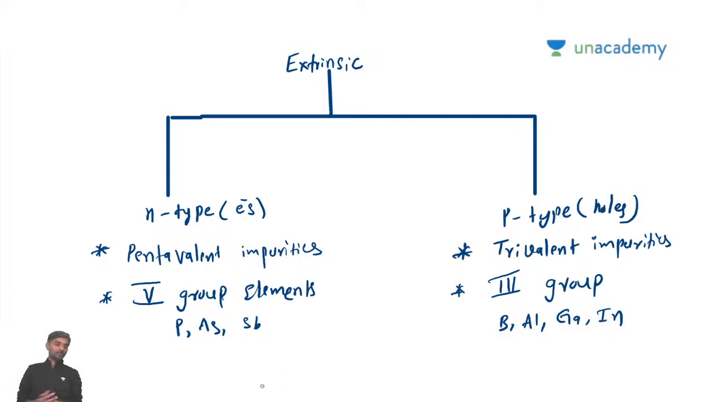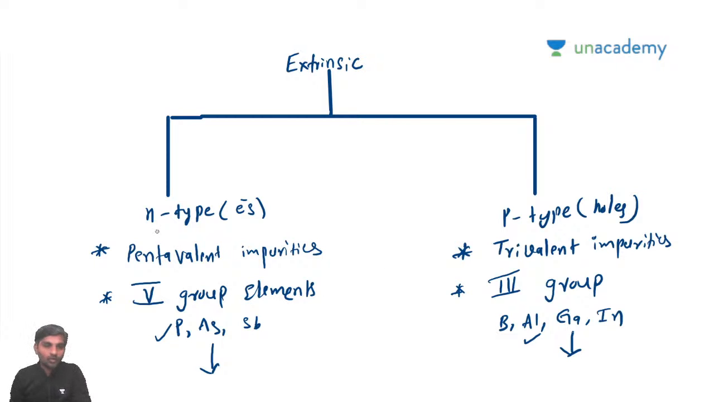Most of the time arsenic and gallium are the most used pentavalent and trivalent impurities. Of course, phosphorus will also be used. Sometimes aluminium is also used, and boron is very rarely used. So these are the different extrinsic semiconductor materials which will be formed.